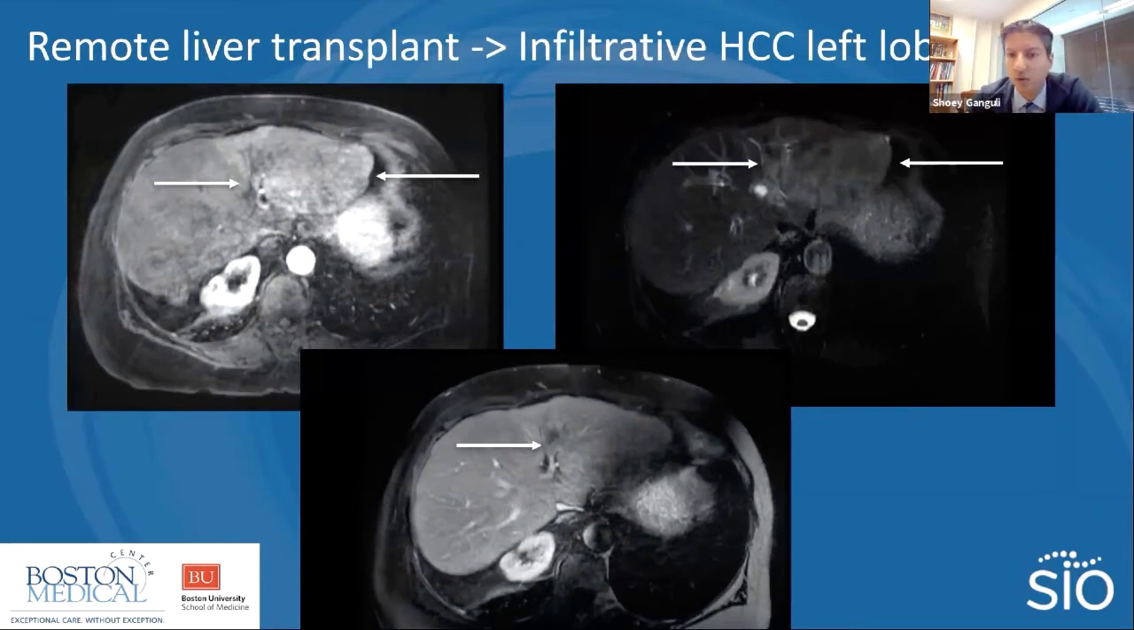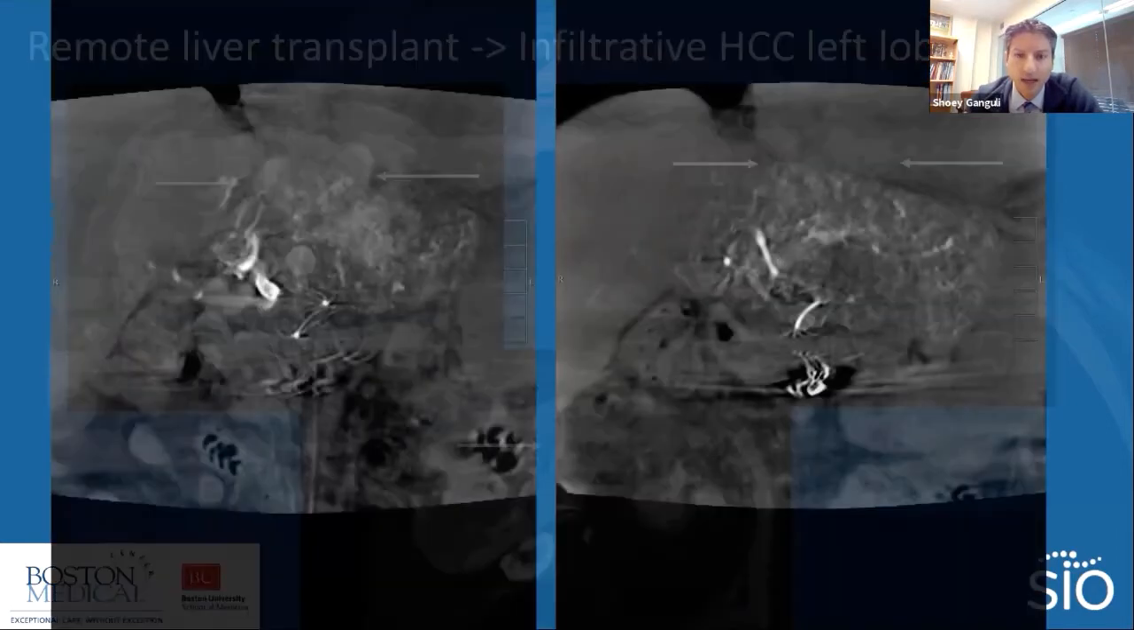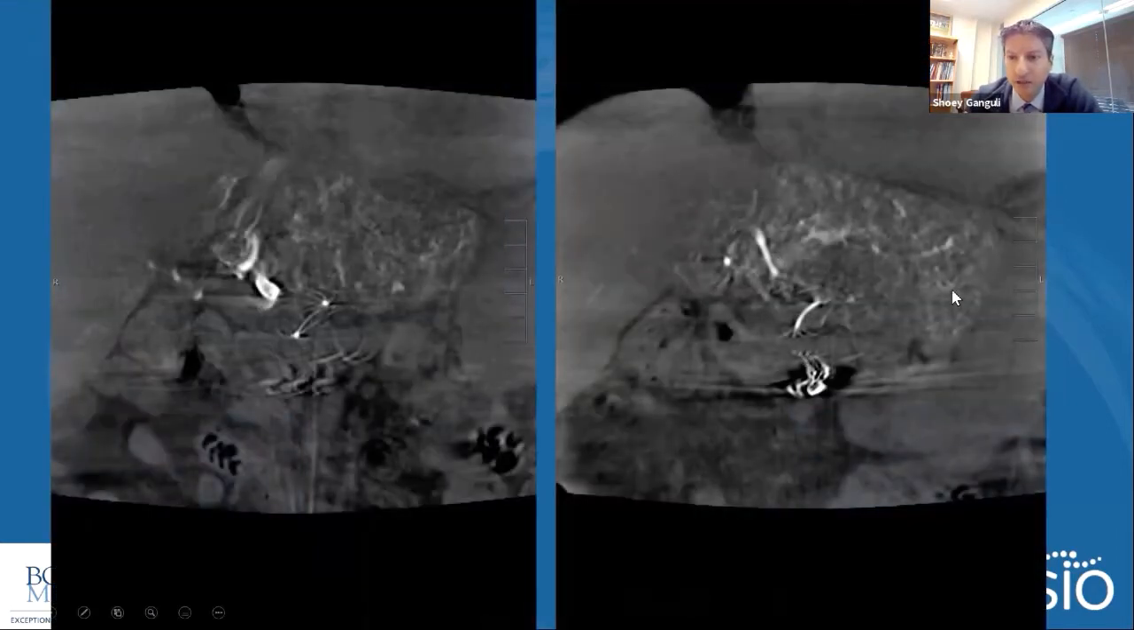This was a patient who had a remote liver transplant like 10 years previously, and unfortunately now develops infiltrative HCC of the left lobe. You can see it there with the arrows, and there's even some portal vein invasion here, but really hard to see the borders of these, and these usually don't have a very good outcome when we call them infiltrative HCC. And again, the cone beam CT again showing most of the left lobe.